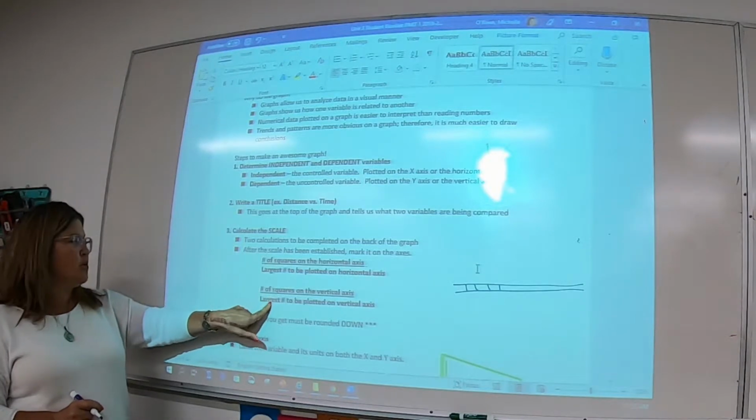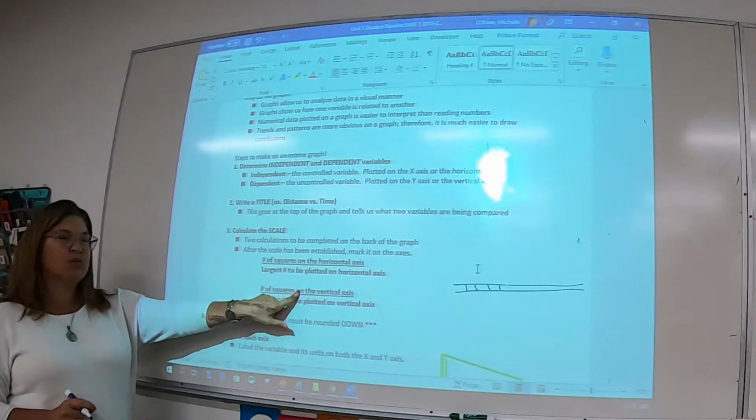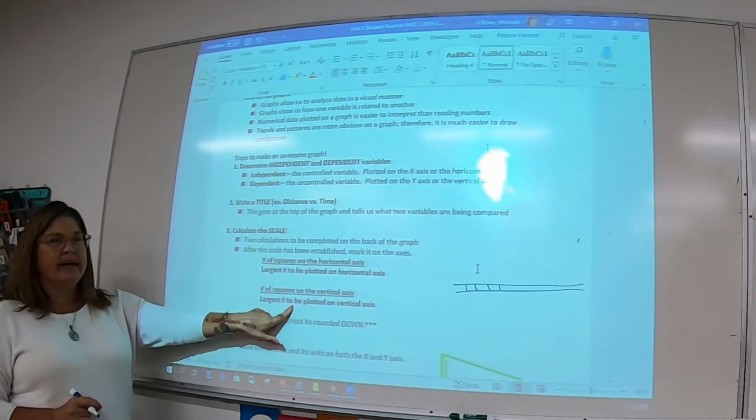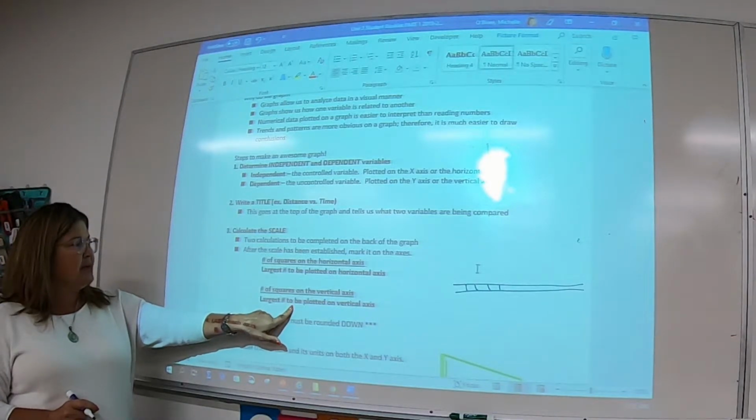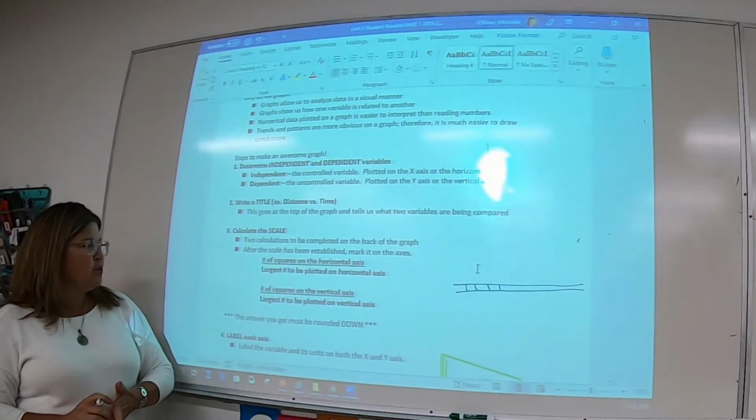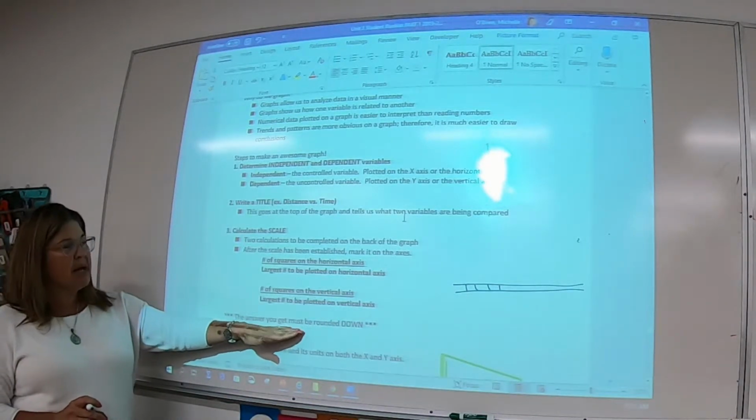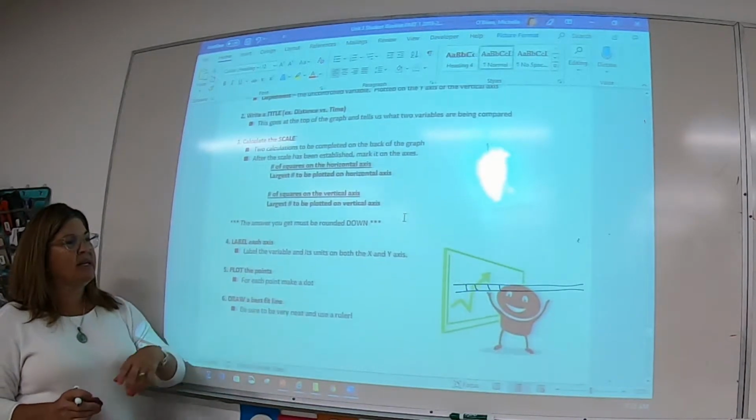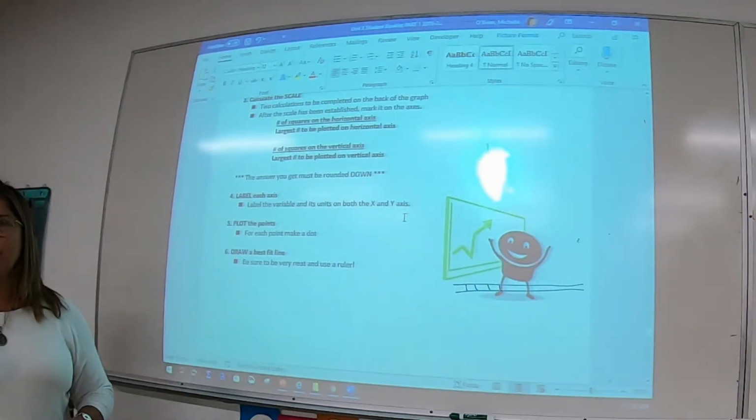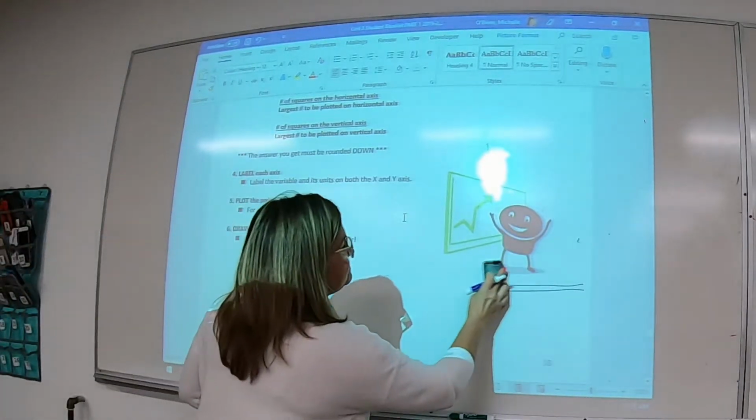Same thing for your vertical. It says the number of squares on the vertical axis, and you're going to divide it by the largest number to be plotted. And it says the answer you get must be rounded down. If you round up, you're going to run out of squares.